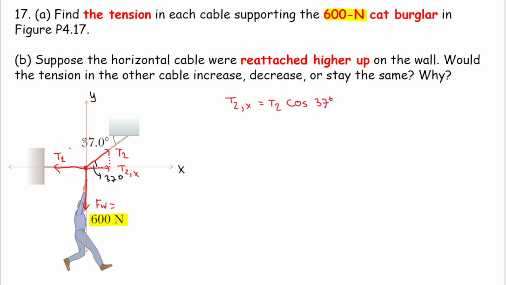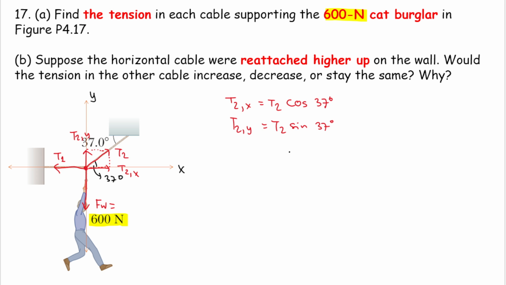Good. And we can also play the same game for the vertical direction. We will have T2,y. And obviously, because this one was cosine, this one should be sine, right? So I have T2,y equals T2 sine of 37 degrees.